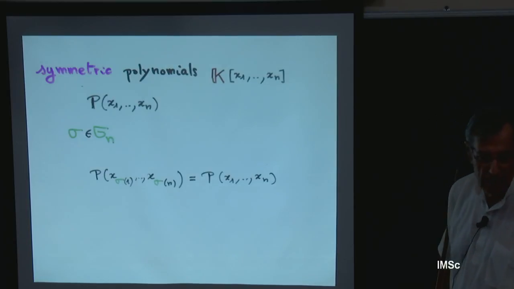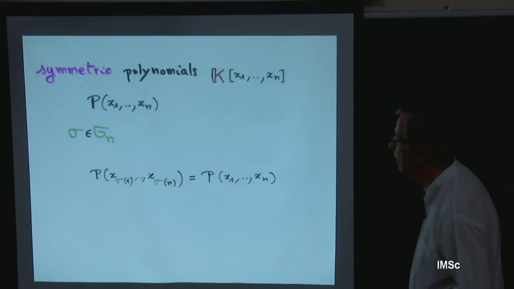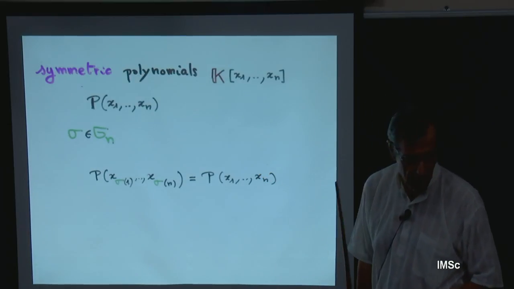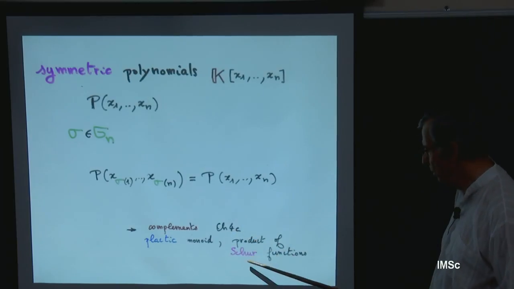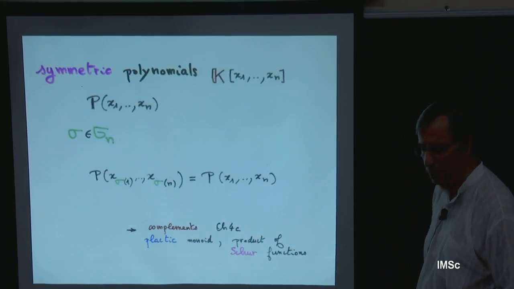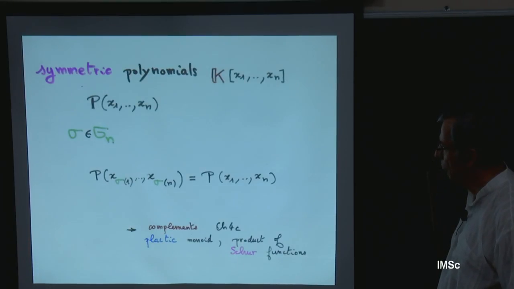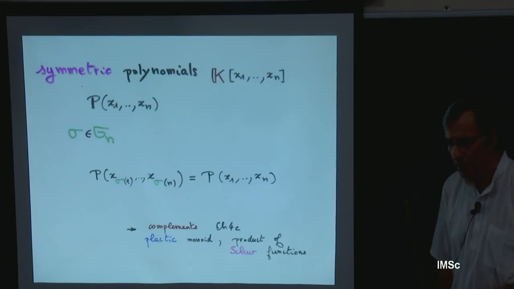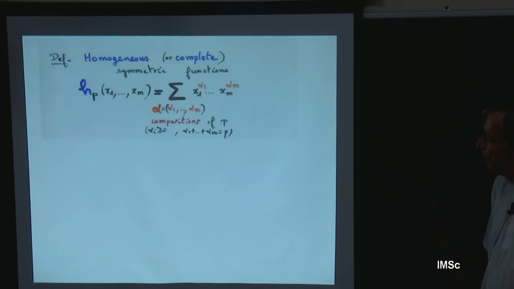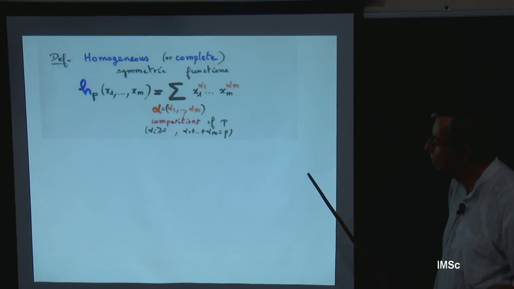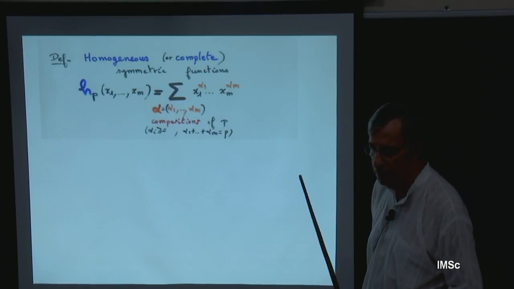So this is the space of symmetric polynomials in variables x1, x2, ..., xn with coefficients in a certain ring K. This was in chapter 4c, where we talked about Schur functions, the plactic monoid and symmetric polynomials. It's a vector space, and there are some classical bases for such a vector space. One classical basis is defined from the homogeneous symmetric function, or complete symmetric function.